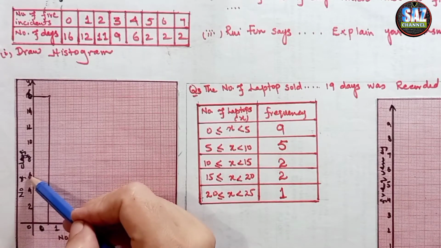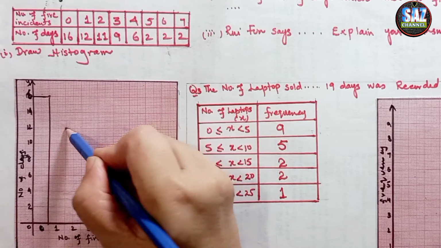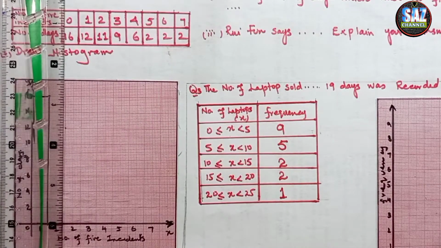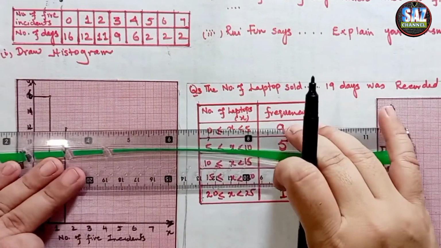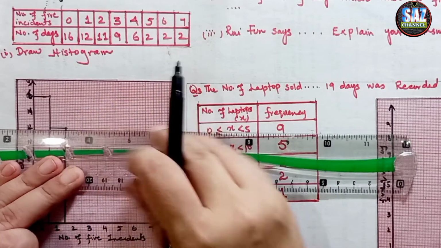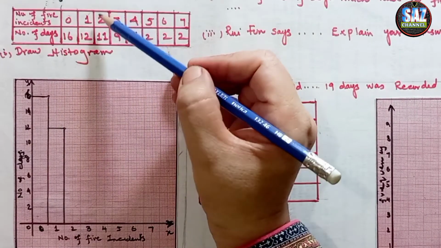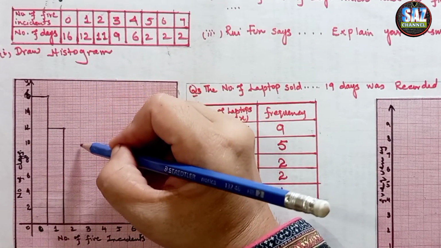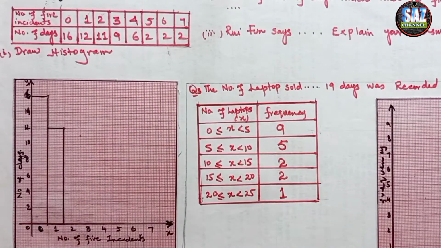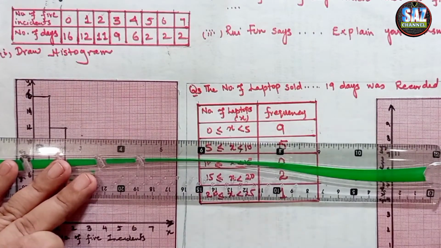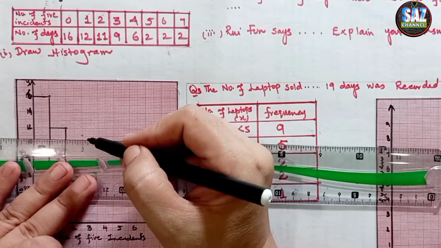Now 1 with 12. Counting 2, 4, 6, 8, 10, 12, 14 and 16. For 1 with 12, I have to be very careful, and then I have to complete and close the rectangle from this side as well. 0 with 16 is done, 1 with 12 is done, now 2 with 11. Because we are taking 1 centimeter equals 2 units, 11 will be coming 5 blocks after 10. So try to understand and read the scale as well.